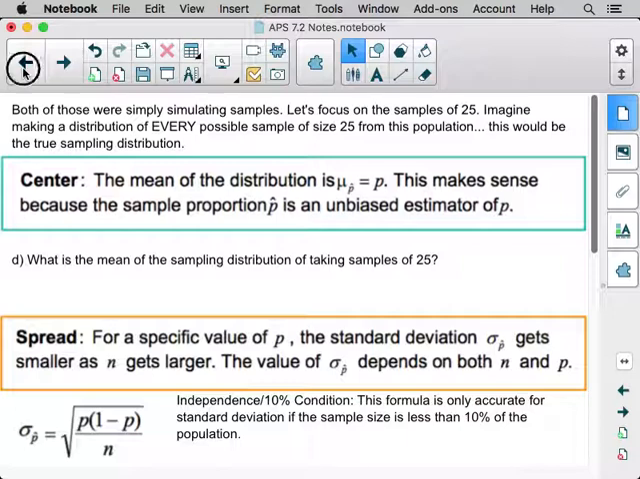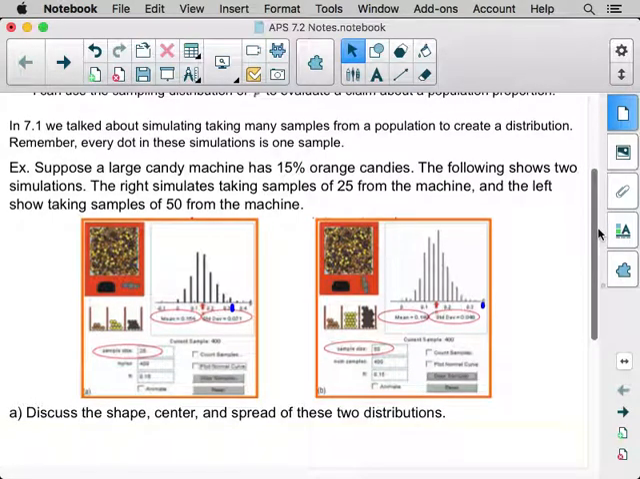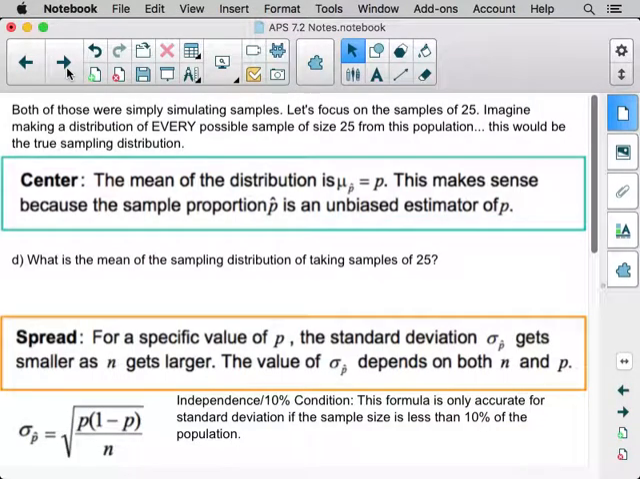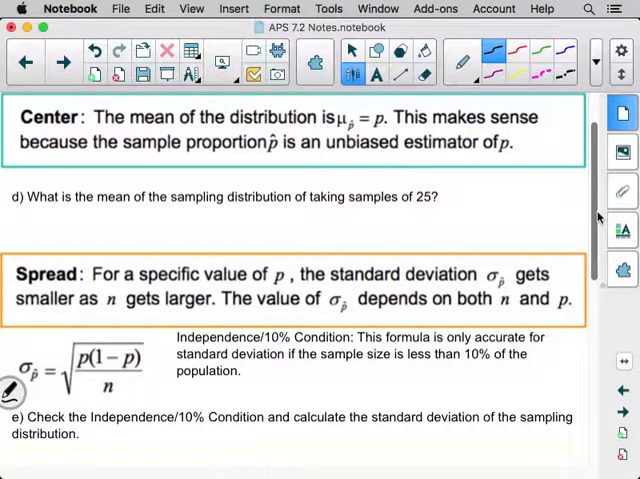Now, in this case, for the samples of 25, what did we say the parameter actually is? How many orange candies are supposed to be in that machine? What percentage? 15%, okay? So the mean of that sampling distribution, if we had every possible sample of size 25 and we made that sampling distribution, the center of that distribution, the mean of all of those p hats, should be at exactly 15%, okay? The sampling distribution should mirror whatever the population parameter truly is.